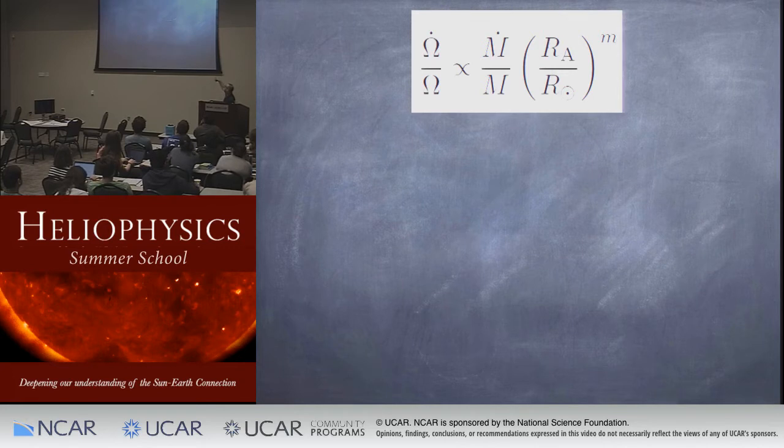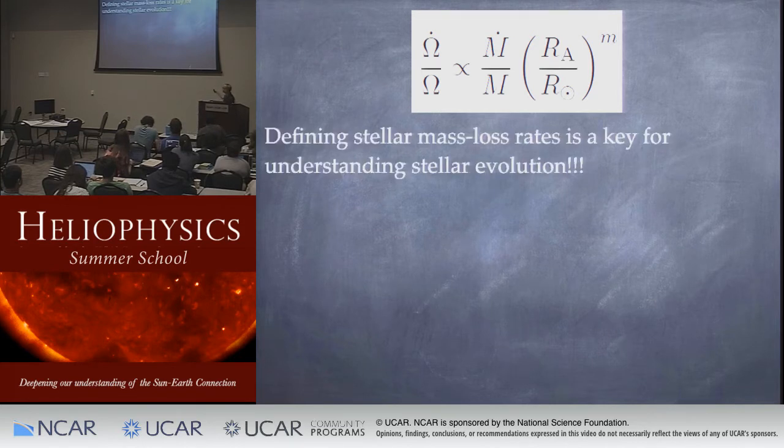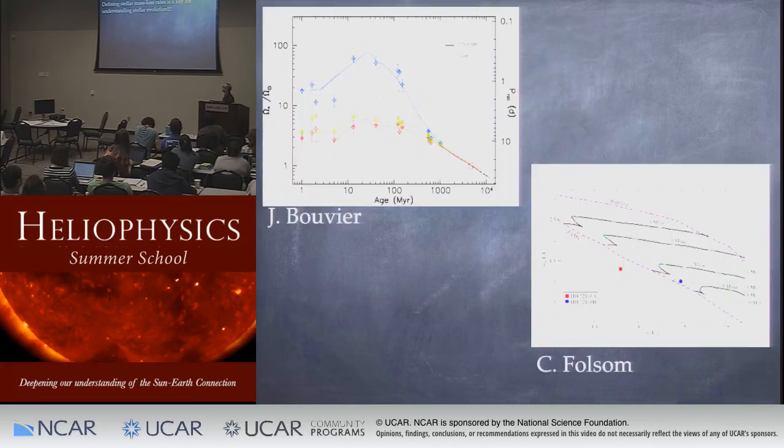And you can reformulate that to show that if you calculate the spin down rate, this is the change in the rotation rate with time, omega dot, and normalize it to the current omega, you can see it depends, again, on this M dot. So this M dot is a key parameter to define in order to calculate the spin down rate and to use that in stellar evolution models. That's what this paragraph states.